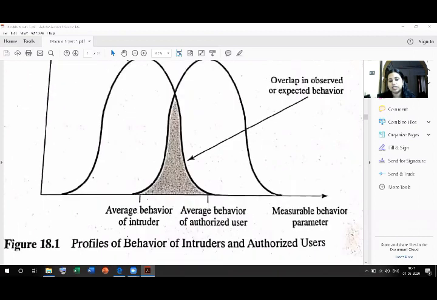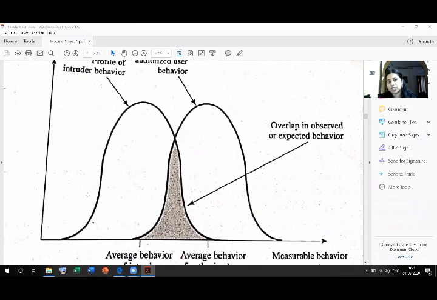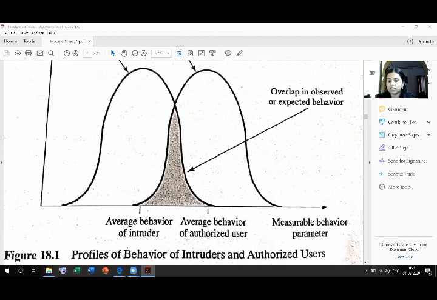Then this is the profile behavior of intruders and authorized users. The first graph shows the profile of intruder behavior, and the second one is the authorized behavior. The intruder can guess the user's work or the user's accessibility, so by guessing, they can draw a graph like that. By overlapping the observed or expected behavior, the attackers can get knowledge of the system's accessibility or the system's work.